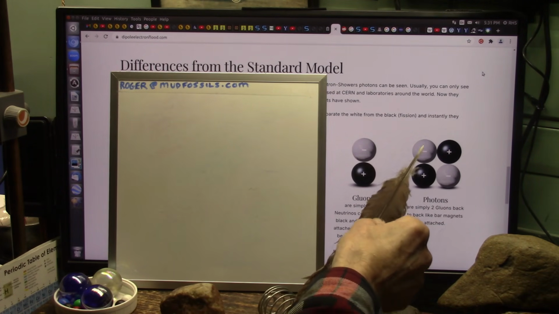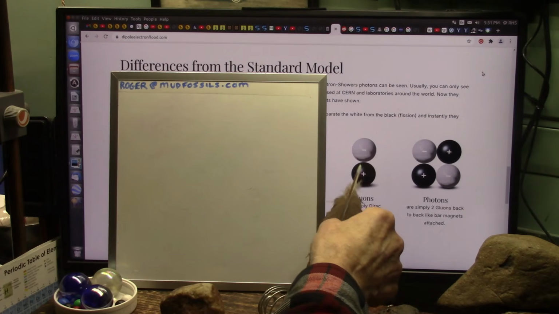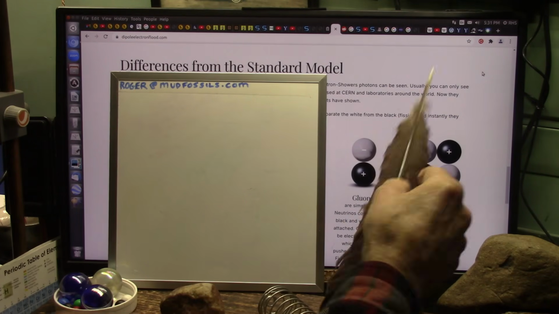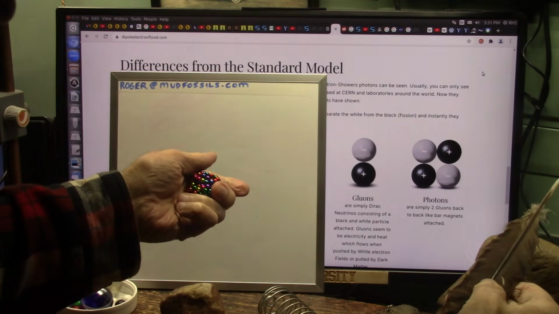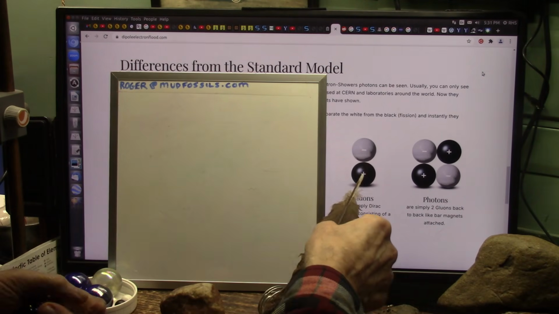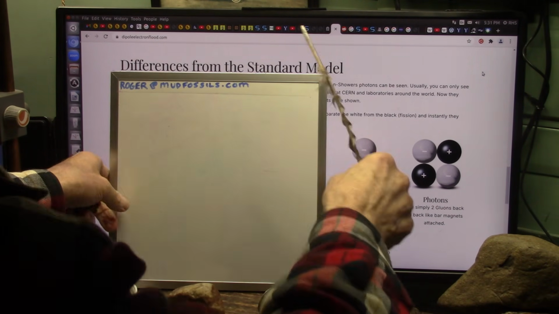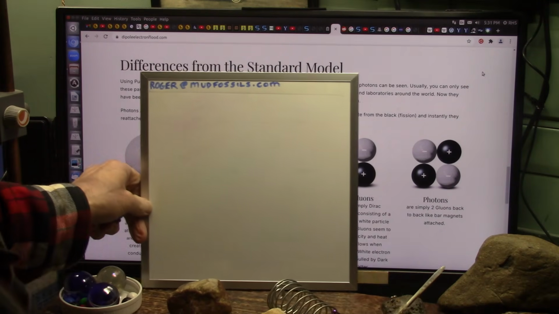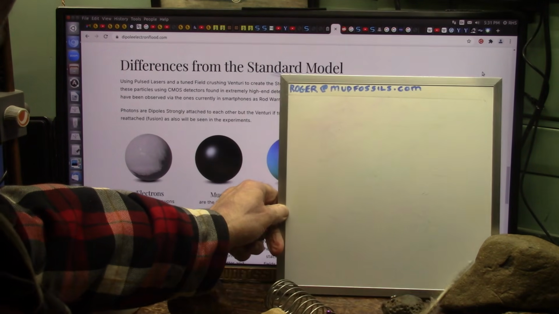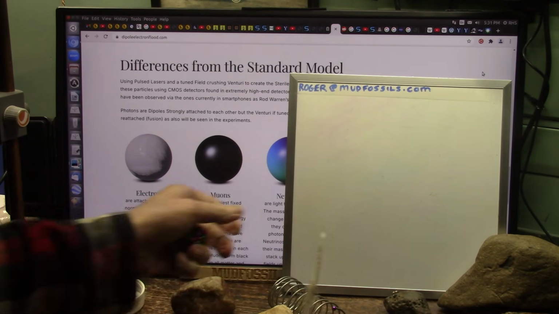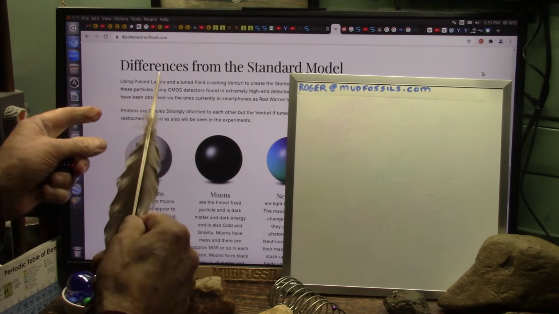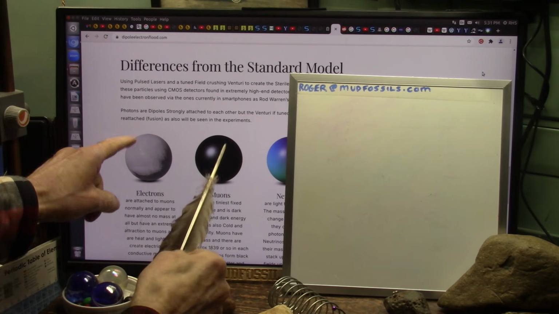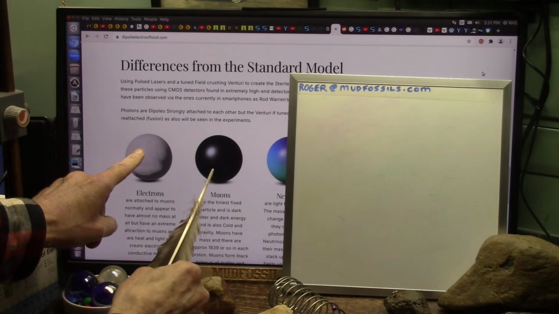So we got to the photons. We got to the gluons. The photons are light. The gluons are heat. Now, we can break these two apart. Now let's go over to the other side of the equation. All right. We got the electrons and the muons. The electrons are the white part. They want desperately to be attached to the muons.